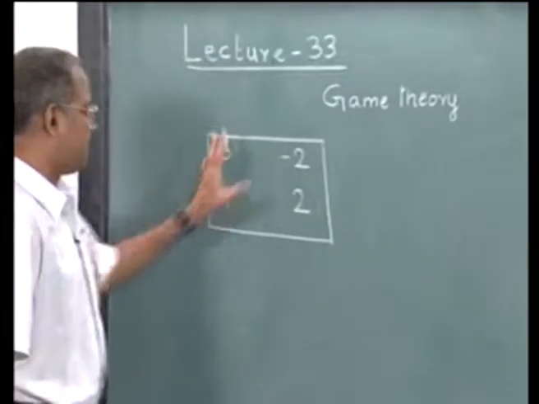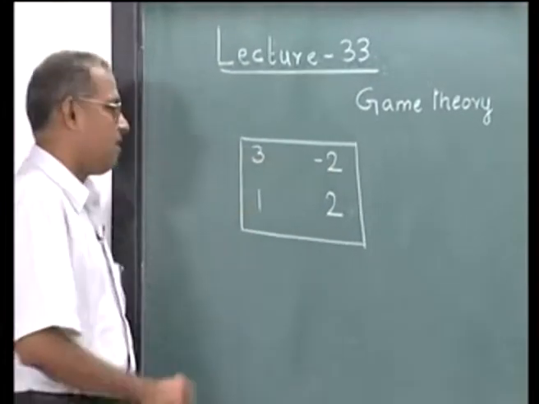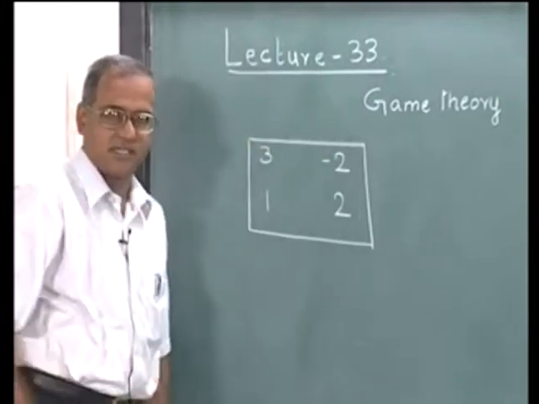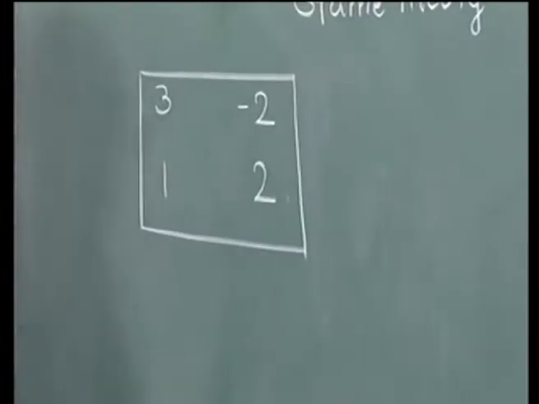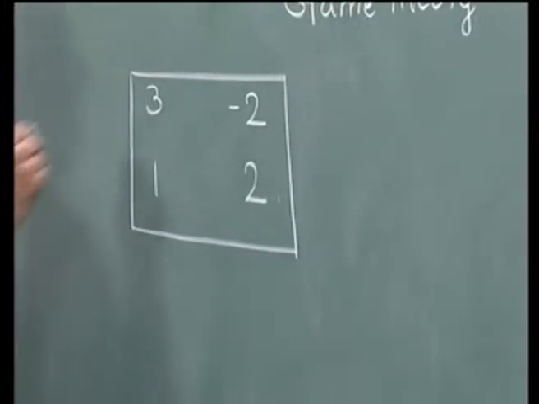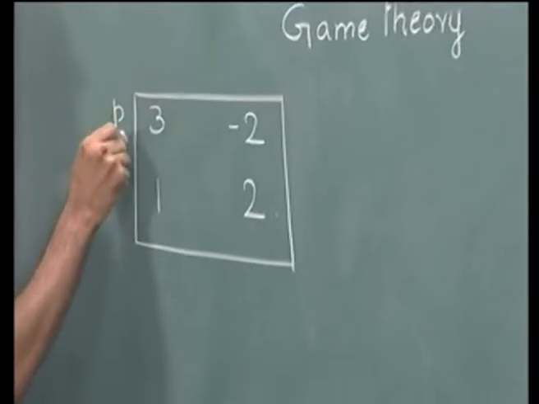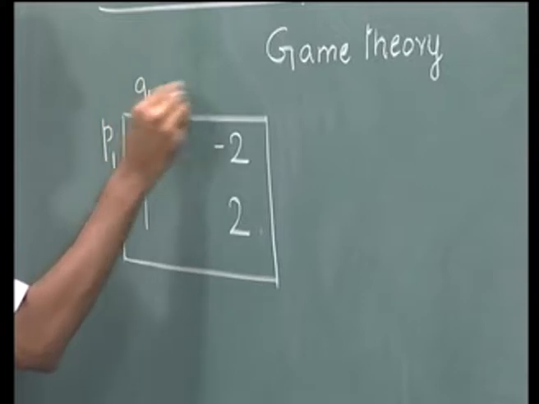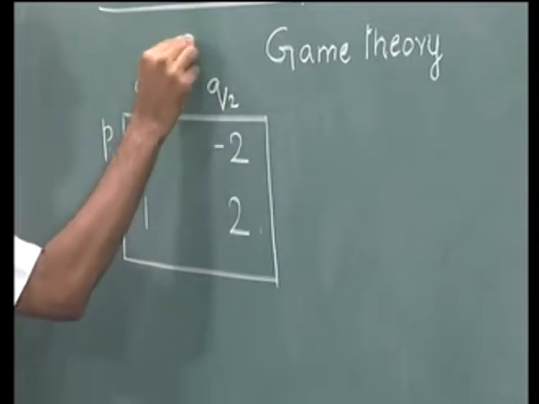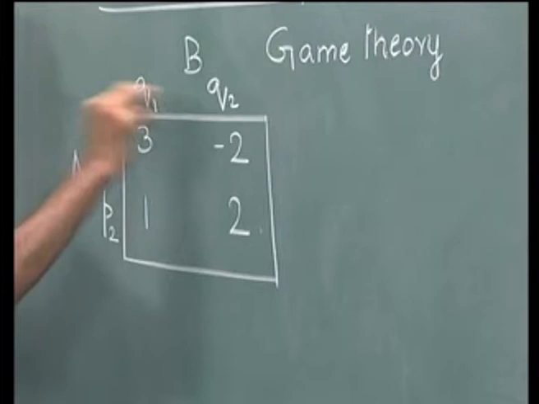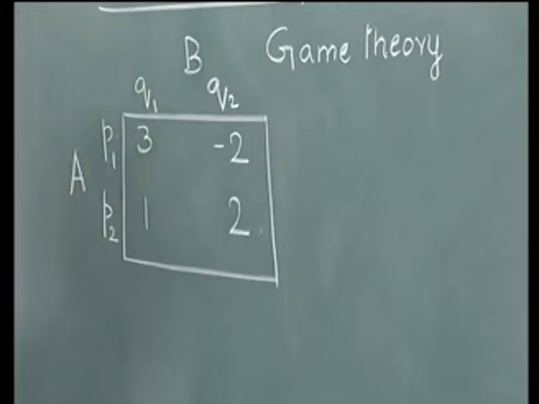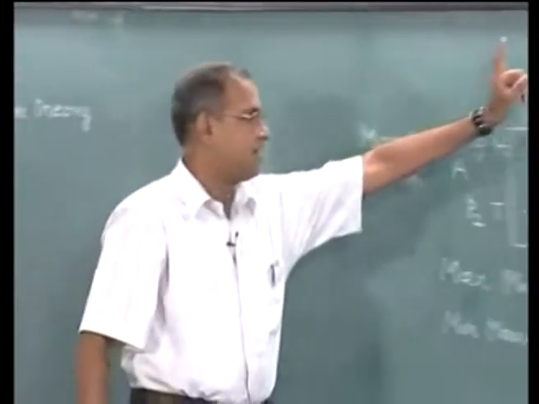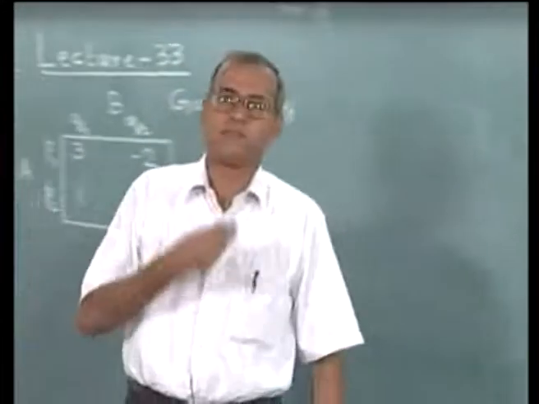Now, let us look at this particular example of a 2 by 2. A has these two strategies, B has these two strategies, and therefore, A would like to find out the proportion of times A should play this strategy and the proportion of times A should play this, and B will look at the proportion of times B will play these strategies. Now, we also said that A will follow a maxi-min strategy and B would follow a mini-max strategy.